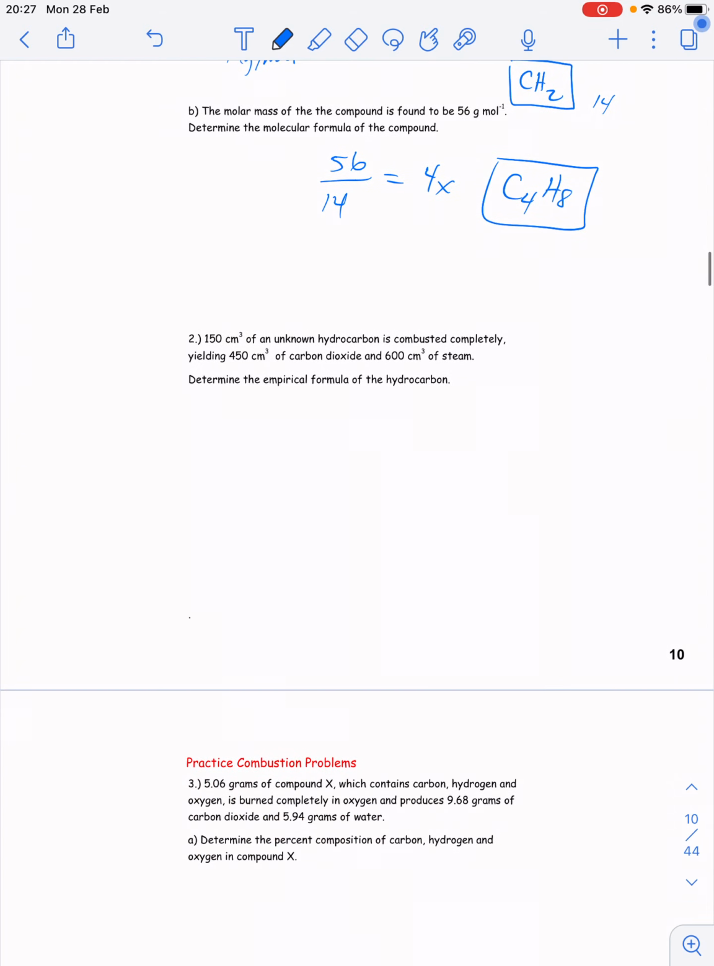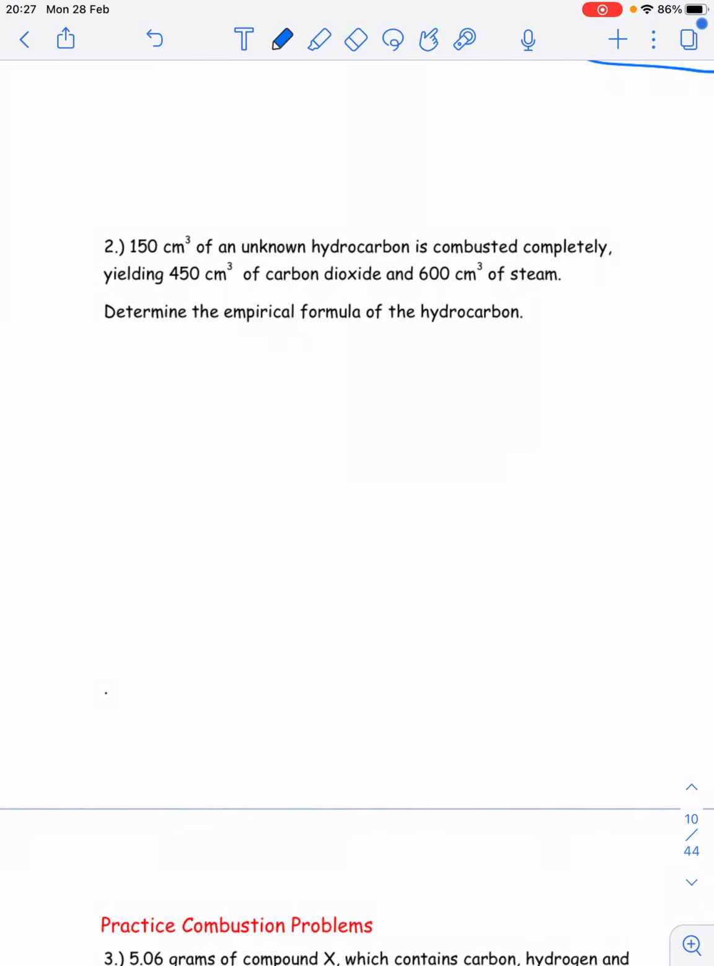Okay, question 2 is a bit different in how it's presented. It's actually a reminder of the topic of Avogadro's law, which says that for gases, volumes are proportional to the number of particles, which means number of moles. So when they tell us that 150 cm cubed of your unknown hydrocarbon, so your starting fuel, is completely combusted, and it gives you 450 cm cubed of CO2, and it gives you 600 cm cubed of steam.